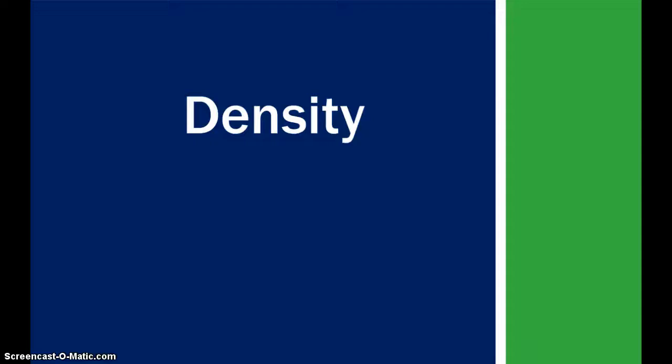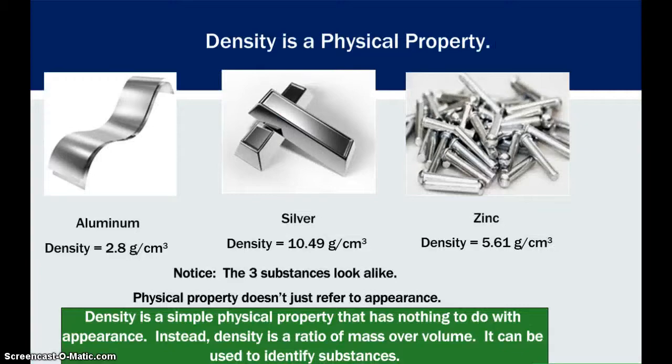Okay, this lesson is about density. If you look at these three metals, they're all shiny, kind of silvery looking. They all look about the same, but they're three different kinds: aluminum, silver, and zinc. One big difference that you can tell them apart by is their density. If you look at these values of the density of these three different metals, there's a big difference between them. So that's one way to tell them apart. They look alike, but density is a physical property that helps you tell them apart.